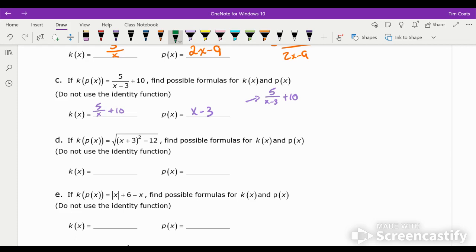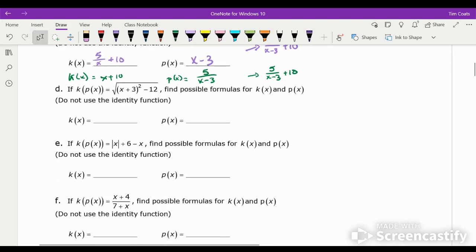Hopefully you found one, but if you didn't, what if we said 5 over x minus 3 was our new inside? Well, our outside then would have been x plus 10. And again, if you wanted to check to make sure I got it right, you see that it works when you replace the x's with p of x.